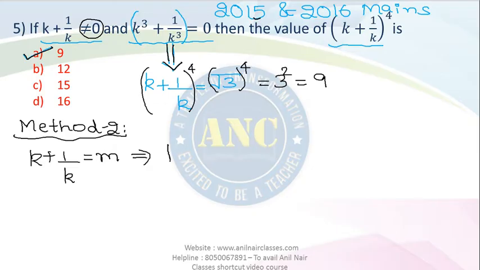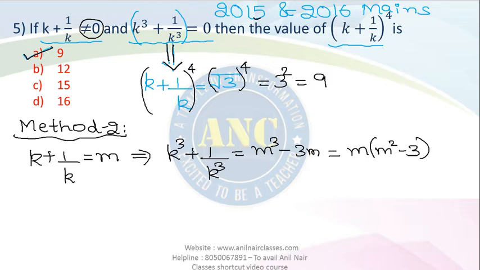Then I can say that k cube plus 1 by k cube will be equal to m cube minus 3k. Sorry, not 3k, it is 3m once again. Always a habit of saying it as k. So it is m cube minus 3m. M cube minus 3m can be further written as m into m square minus 3. But this k cube plus 1 by k cube value is given in the question as how much? It is given as 0. That means this entire thing is 0.